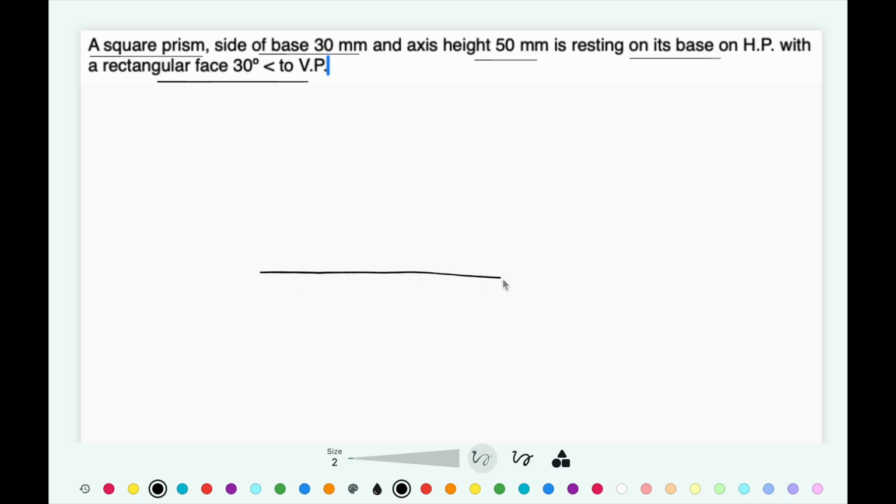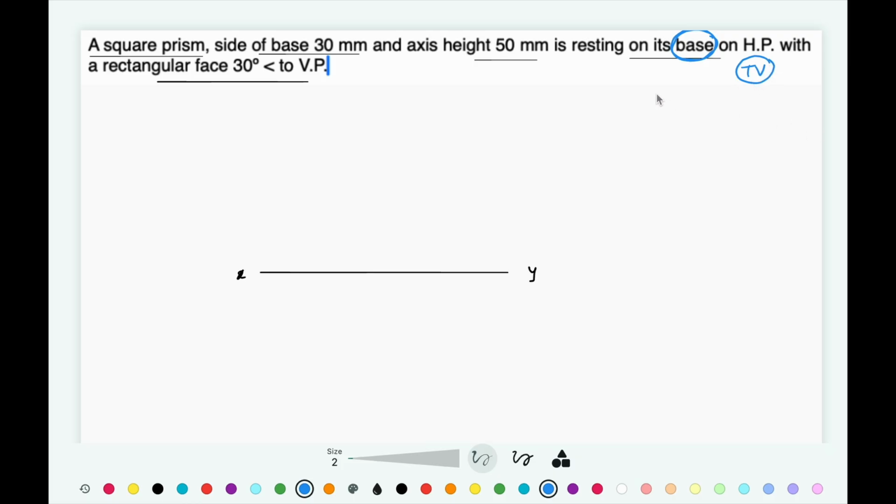So let's say this is the XY line. This solid is resting on its base on HP. So the shape of its base is going to be visible in the top view. And when you are drawing projections of solids, you are supposed to start the solution where you are going to get the true shape of the base of the solid. So in this case, the solution is going to begin with the top view.